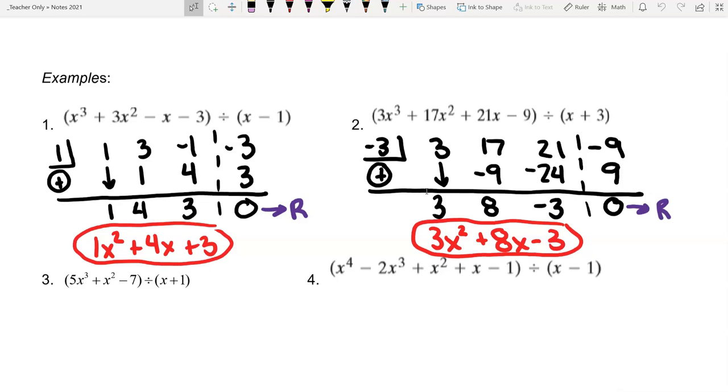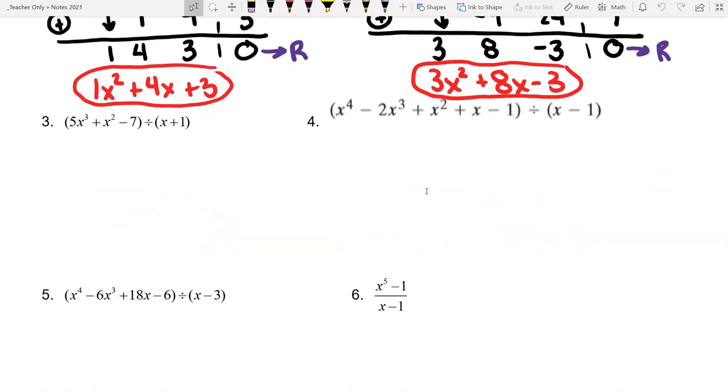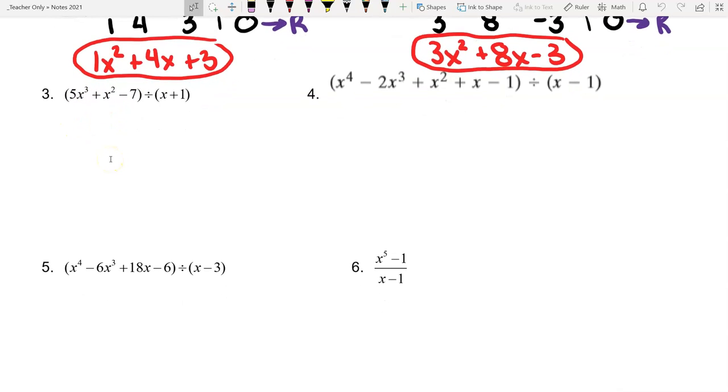So we aren't going to do all of these, but I do want to handle something like 3, because we haven't seen this yet, where we're missing something. So notice we have x cubed, we have x squared, but we're missing the x. This is huge, that you have to put placeholders in. So let me start setting it up.